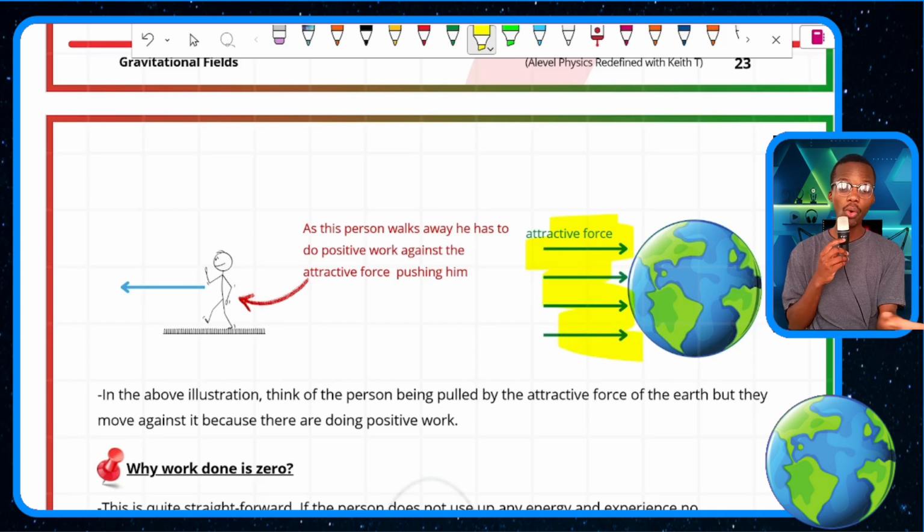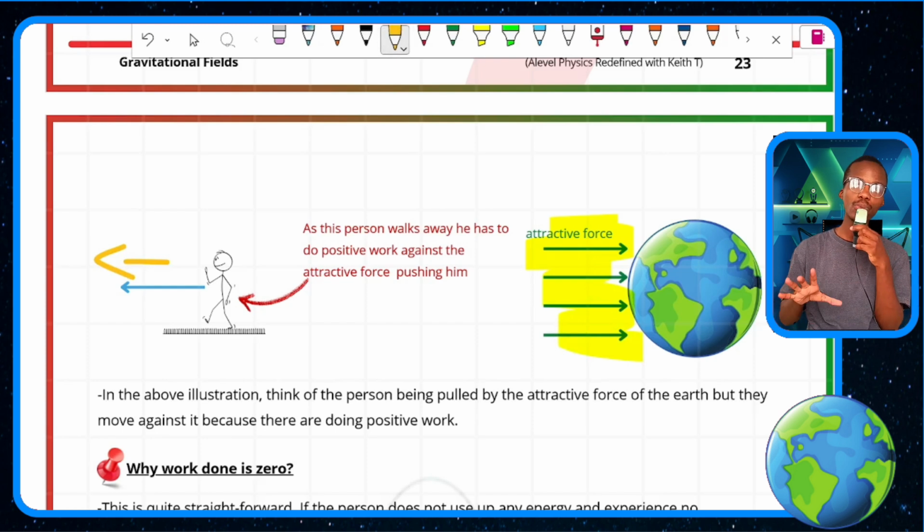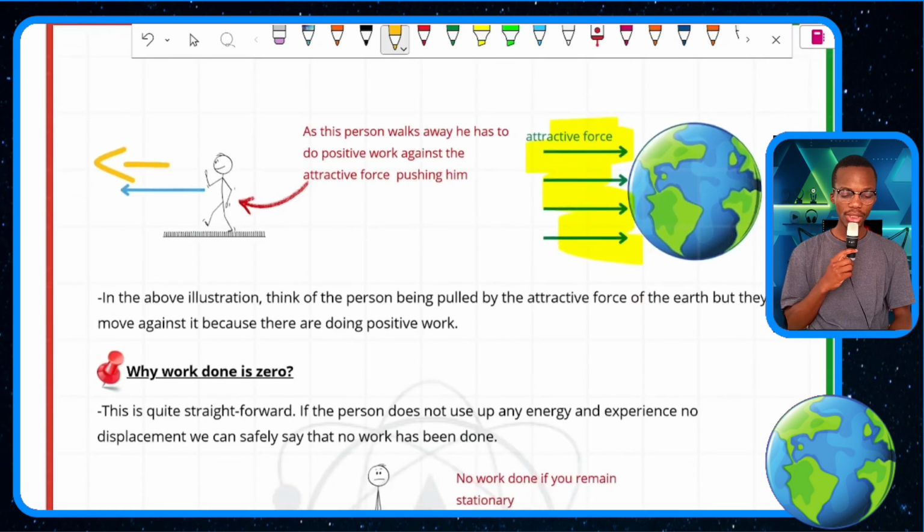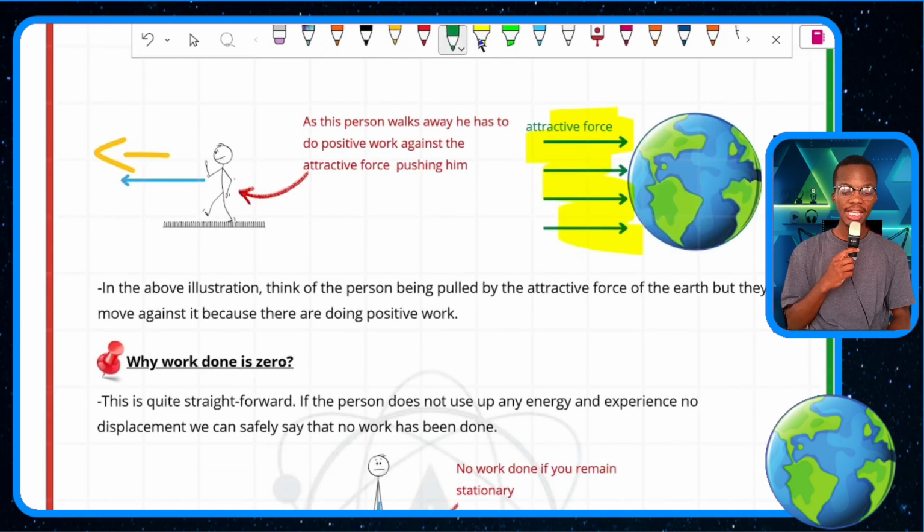But if you happen to walk and move in this direction on your own, we can say you're doing positive work. You're using your own body to move against friction, against an attractive force, against something, and you're experiencing work, right? That's positive work. Okay. So in this above illustration, think of the person as being pulled by the attractive force, but then they move against it, so they're doing positive work.